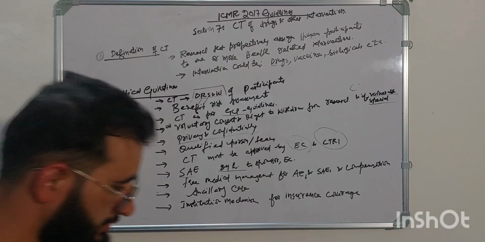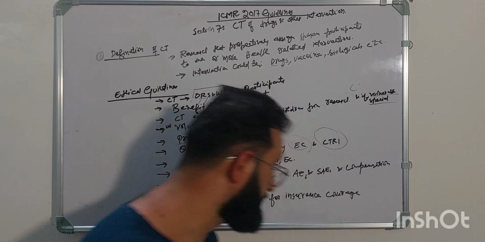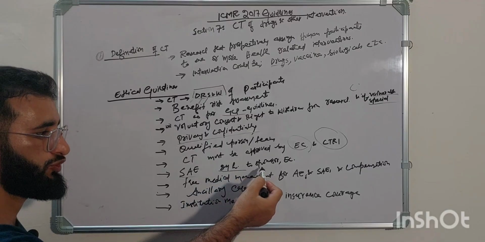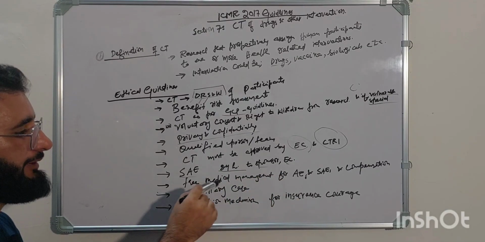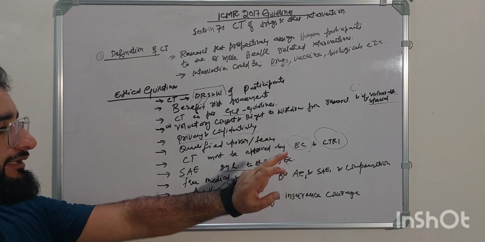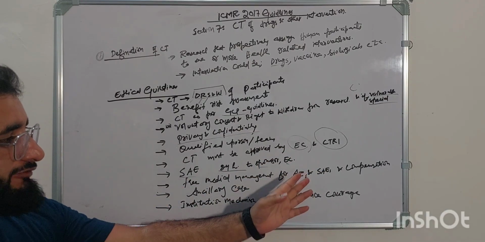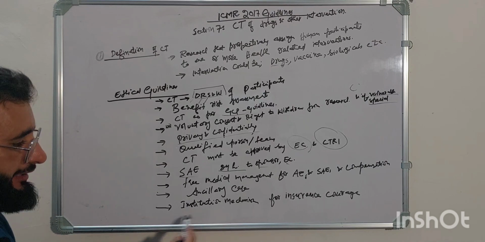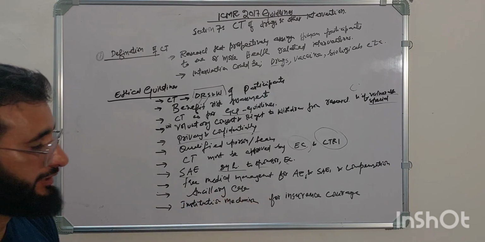It should be within 24 hours. It should be reported. Okay, within 24 hours it should be reported to the sponsor or ethics committee or any regulatory authority. And free medical management for adverse events, serious adverse events, and compensation should be given if any adverse event or serious adverse event happened. And then ancillary care, and there should be an institutional mechanism for insurance coverage.